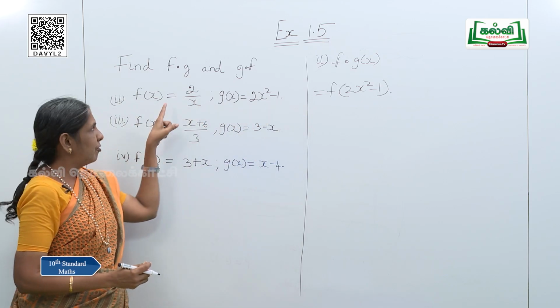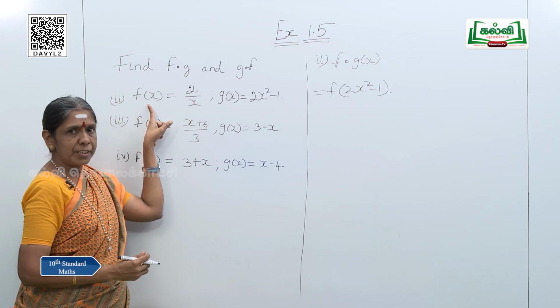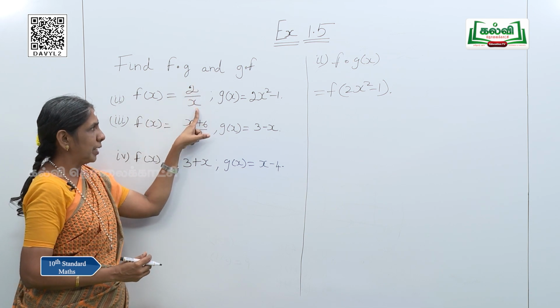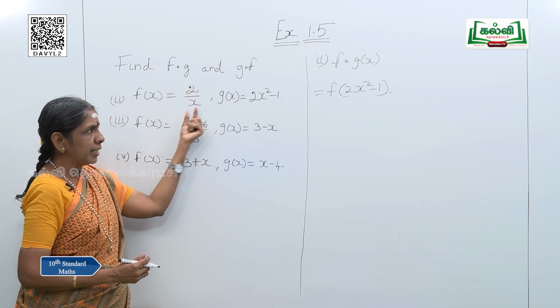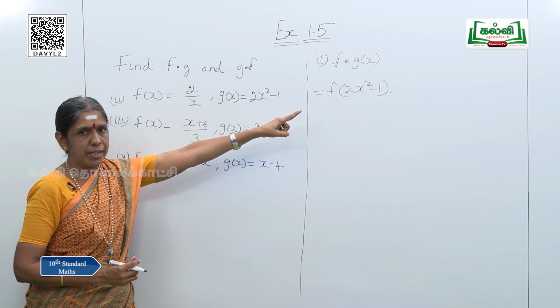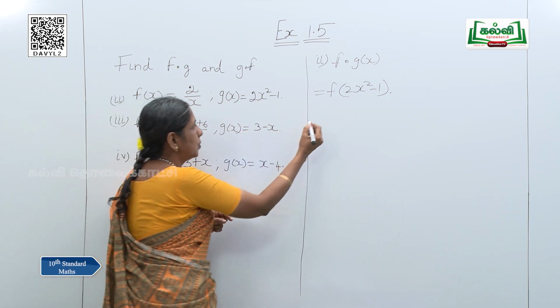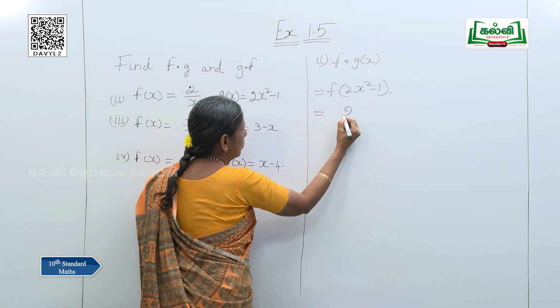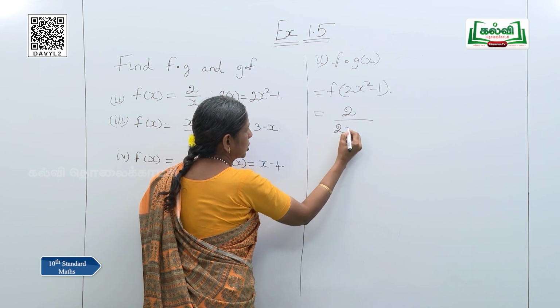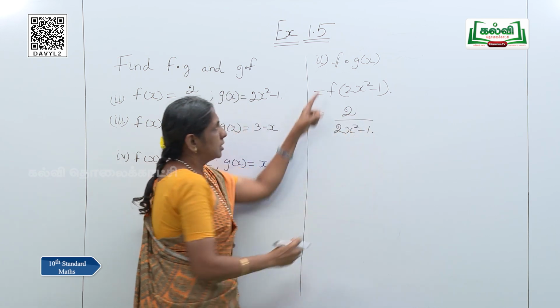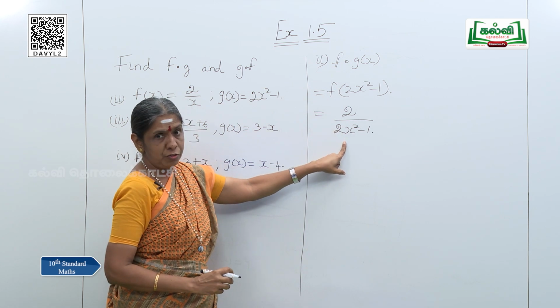Now, what is the f value you have to see. What is f of x? f of x is equal to 2 by x. So, in the place of x, you have to write 2x squared minus 1. So, this will become 2 by 2x squared minus 1. This is the answer for f dot g of x.